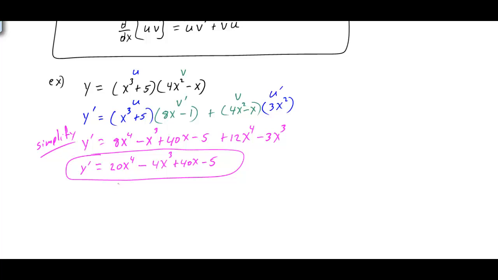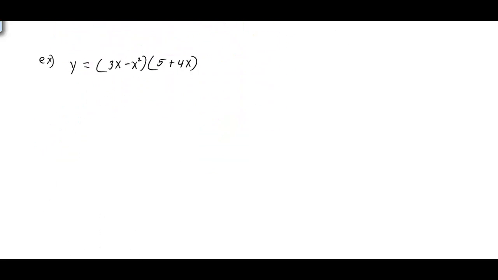Okay, so there's the simplified version of our derivative. All right, let's try another example. And again, if you want to pause the video, you can try to work this one out on your own. So this is very similar to the previous one. We have our product rule we're going to use.